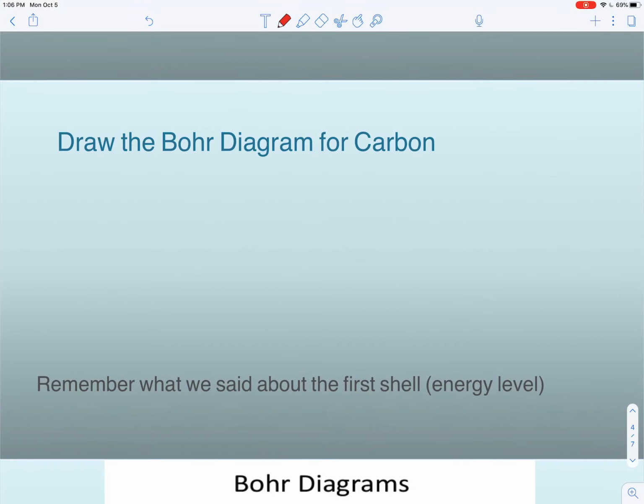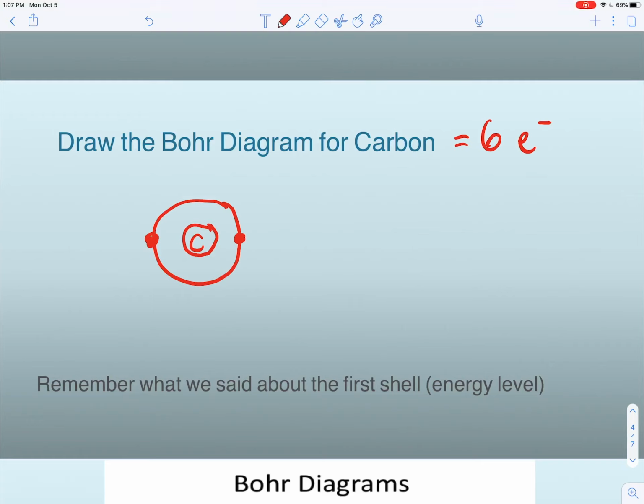Draw the Bohr diagram for carbon. So remember, carbon has 6 electrons. So I'm going to draw my nucleus as the letter C. In my first energy level, there are 2 electrons. So I'm going to draw it this way with the dots.